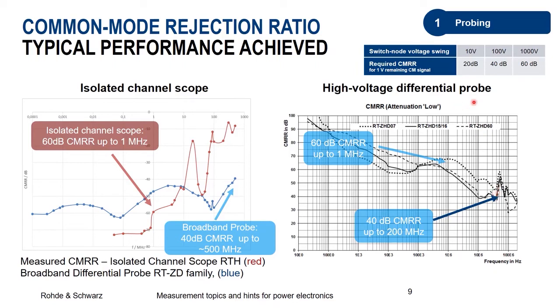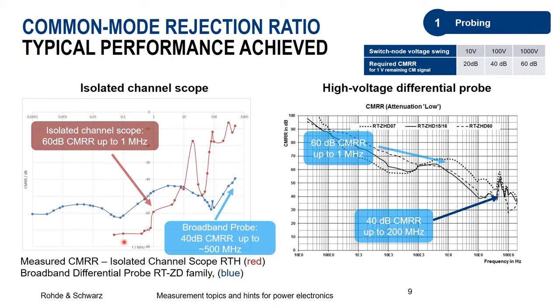Now looking at the voltage swing discussion that we had on the previous slide, you can see that 40 dB is sufficient if you have a switch node voltage of 100 volts. 60 dB is required if you have to go to 1000 volts. This gives you a hint to understand what you can actually get with your probe, what you need, or what kind of result you can expect. Now, looking at the other side, at isolated channel scopes or broadband differential probes, there are some other interesting things you can see.